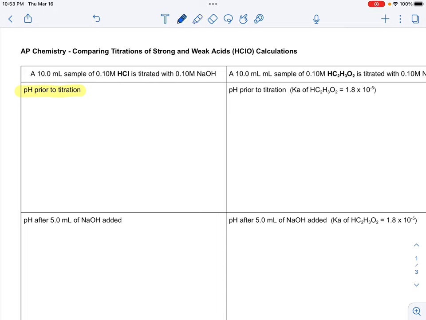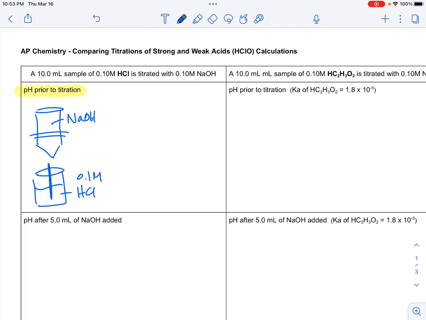Prior to titration, just think about what we have in our burette and what we have in our beaker. Based upon how it's written, our sodium hydroxide is our titrant. It's in our burette. And then in our beaker, we have our hydrochloric acid, and this is 0.1 molar. And so our pH meter is in our beaker with the hydrochloric acid. Since hydrochloric acid is a strong acid, it fully dissociates. So to find the pH, we just need to take the negative log of our concentration, and so our pH is going to be equal to 1.